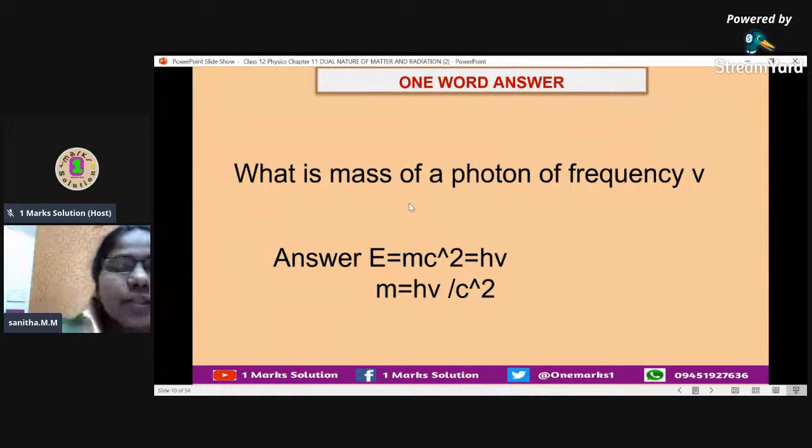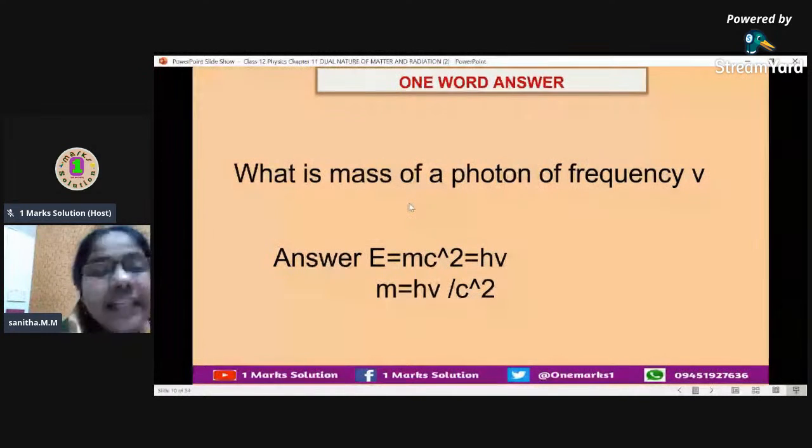E is equal to mc squared, the famous Einstein's mass energy relation. And of course, you know that E is equal to h nu. We can put it together: mc squared is equal to h nu. So what is m from this equation? m is h nu divided by c squared. So sure, the photon has mass.